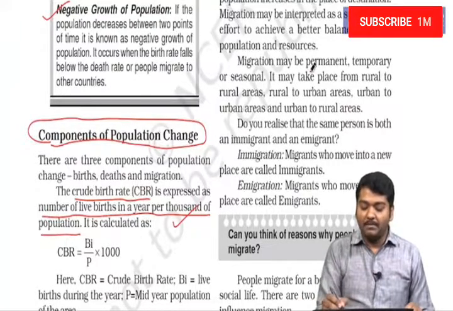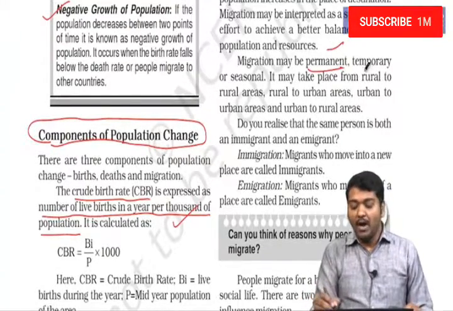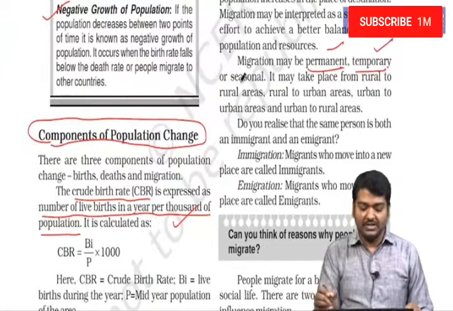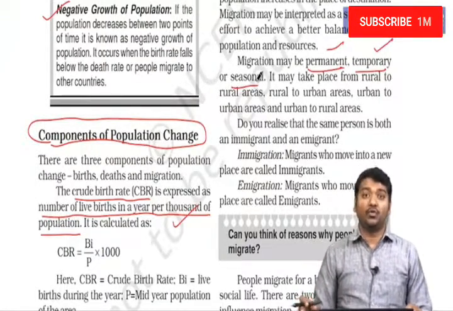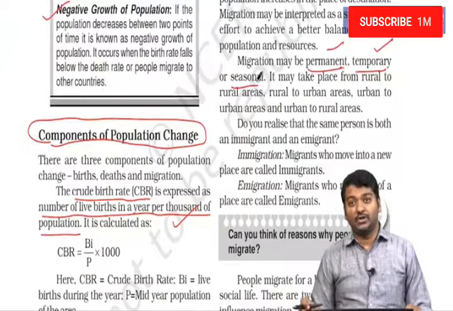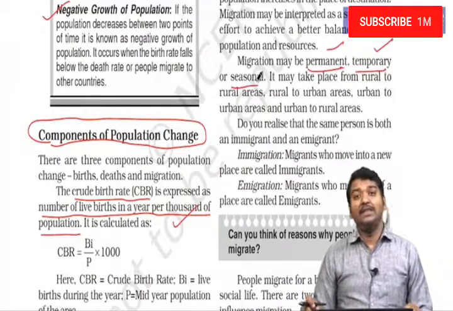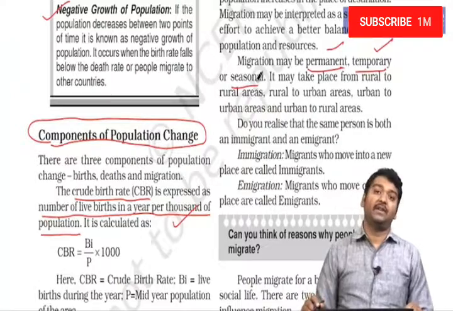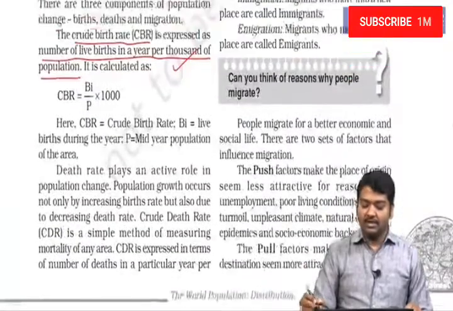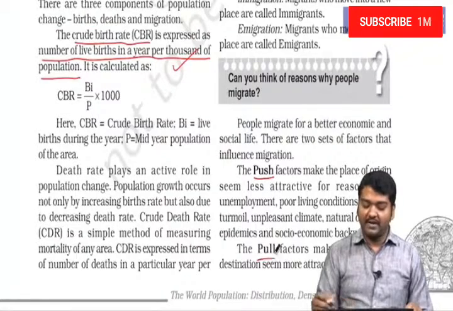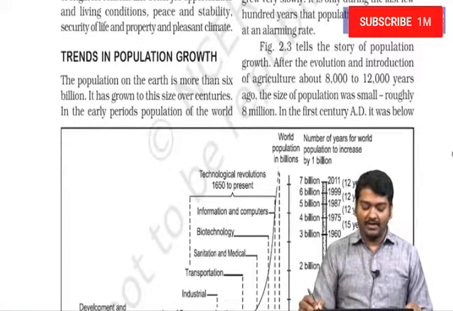Some migration can be permanent, that is, forever they may move. Temporary, for job opportunities they may move, and some are seasonal. People from rural areas usually move to urban areas for job opportunities whenever they don't have any work in their rural areas. Whenever it is there, they go back to their hometown, right? This is what we need to see. I have spoken about the push factors and the pull factors, right? This is very, very important.